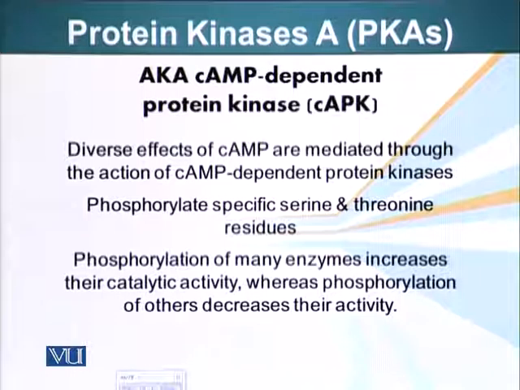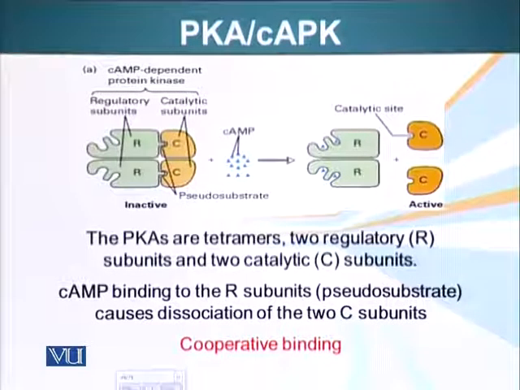This is a kinase which can attach phosphate groups to specific serine and threonine residues in a protein. We know serine and threonine are amino acids. Once an amino acid has been incorporated in a protein, it's called a residue. Phosphorylation of many enzymes increases their catalytic activity, whereas phosphorylation of other enzymes inhibits their activity. We'll see examples of both these scenarios. First of all, let's see how cyclic AMP activates PKA, protein kinase A.